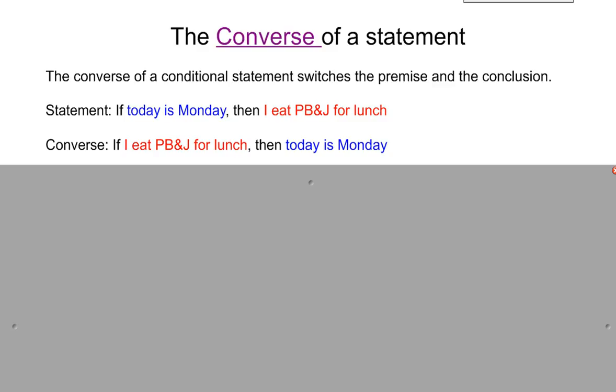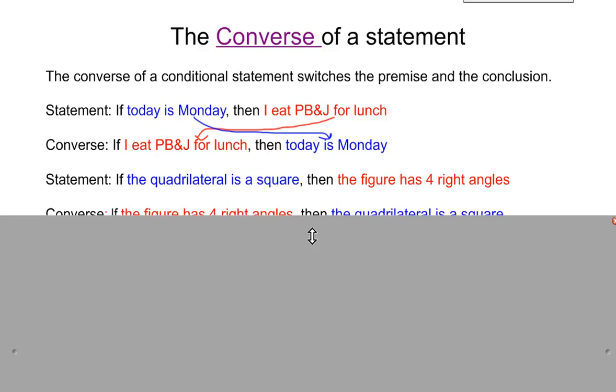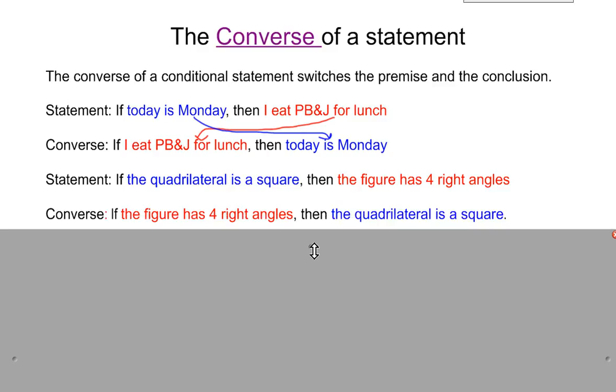Notice how all I did was I took what was the conclusion and that became my premise, and I took what was my premise and that became my conclusion. Let's take another example. Take these examples down, they're important. If a quadrilateral is a square, then the figure has 4 right angles. We're going to take the converse of that by switching the premise and conclusion. So if the figure has 4 right angles, then the quadrilateral is a square.